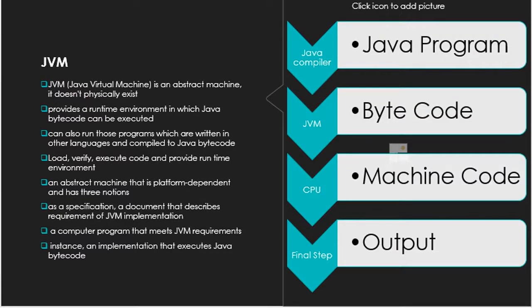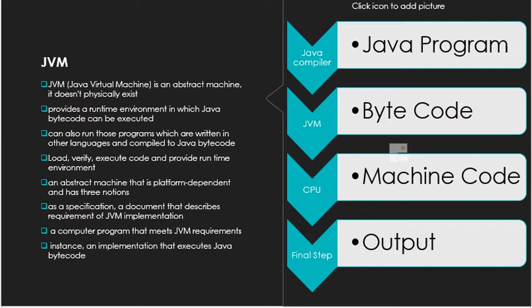Next topic is JVM. JVM is called Java Virtual Machine. It's an abstract machine that doesn't physically exist. So JVM provides a runtime environment in which Java bytecode can execute. It is not present physically on that particular device; it runs virtually. It can also run programs which are written in other languages and compiled to Java bytecode. The structure you can see.